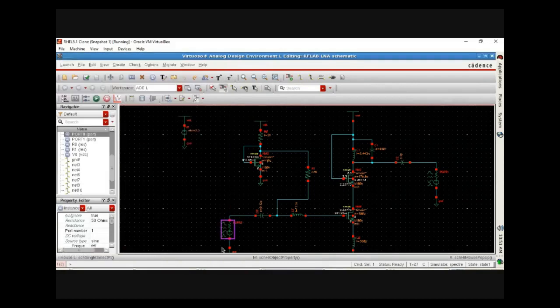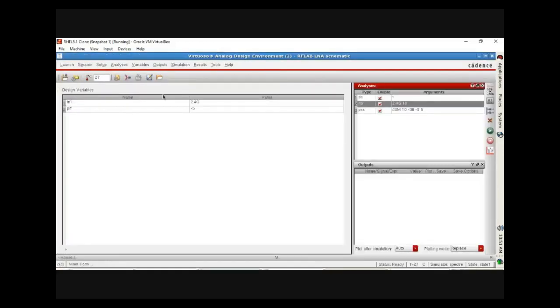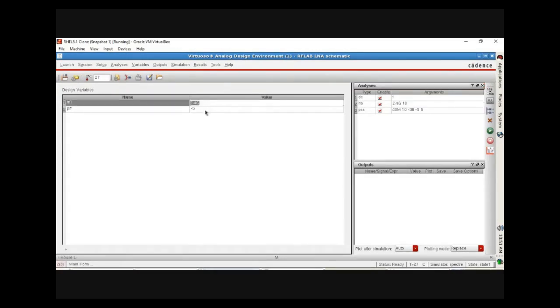Okay, so now I'm saving this, and I have already launched the ADL window here. I have given the frequency here, because what I have designed is an LNA at 2.4 gigahertz. I am giving the amplitude value as minus 20 dBm. That is the input amplitude. Now on the analysis part, you can see there are 3 analyses enabled: DC, something called HB, and the third one is called PSS.